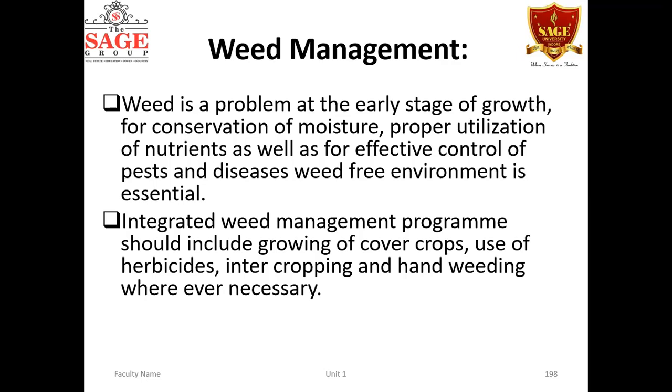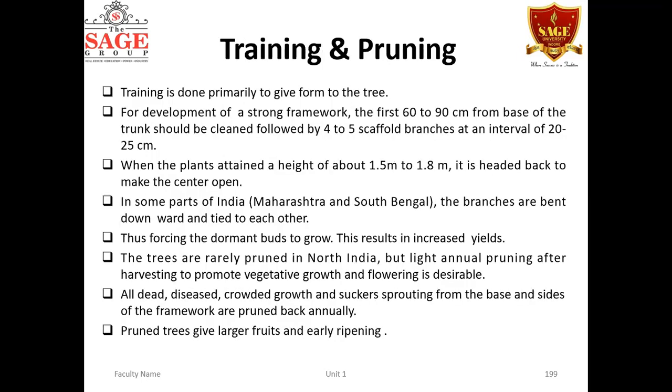So use of herbicides, then intercropping, then hand weeding, so that is the manual approach. All these ways you can go for controlling your weed problem.